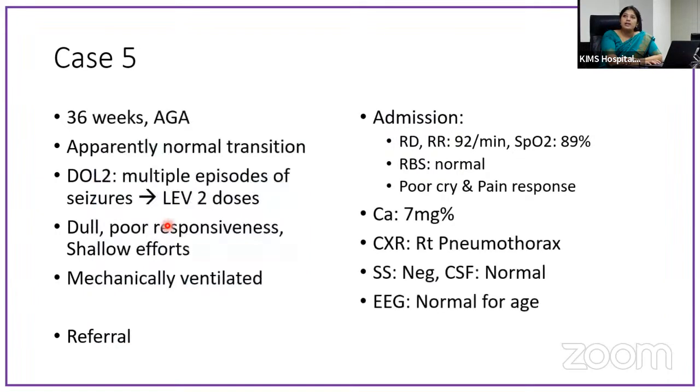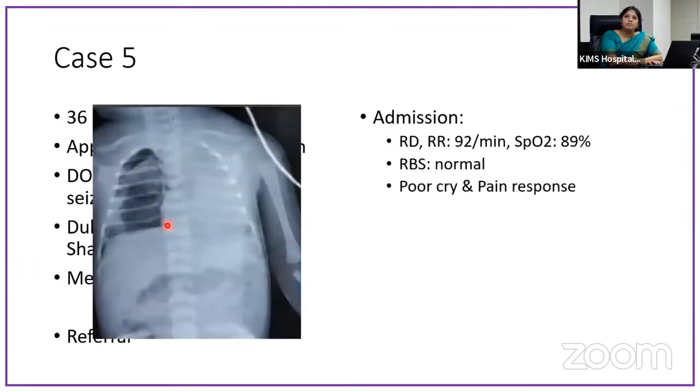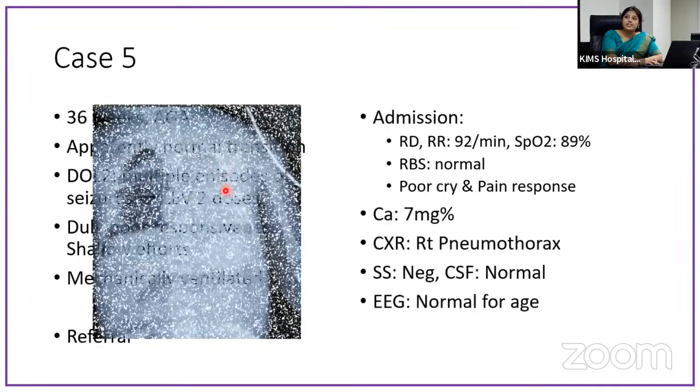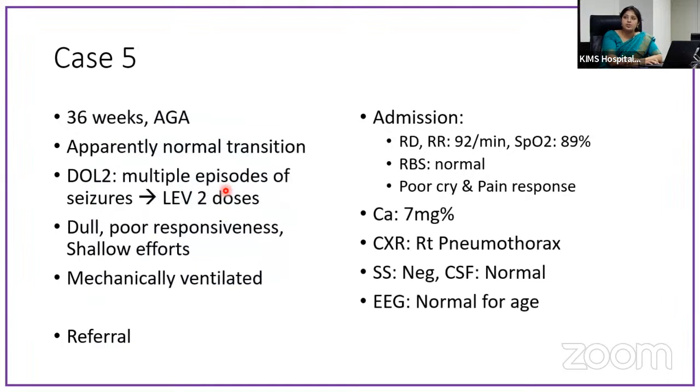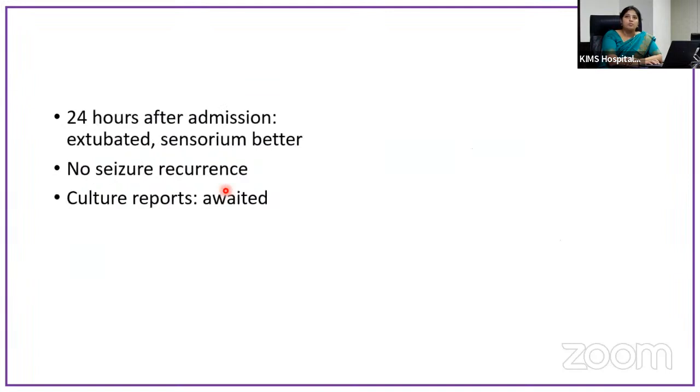So this child had a right-sided pneumothorax. I'm so sorry. We can see the pneumothorax on the right side, and the left side of the lung is completely whitened. So this child had a right-sided pneumothorax. The calcium was low, the sepsis screen was negative, the CSF was normal, and the EEG was normal for age.